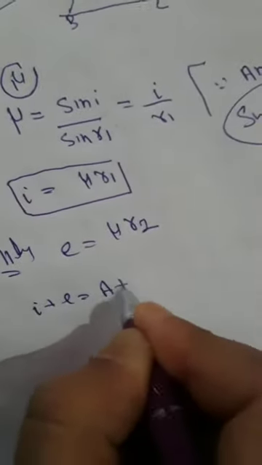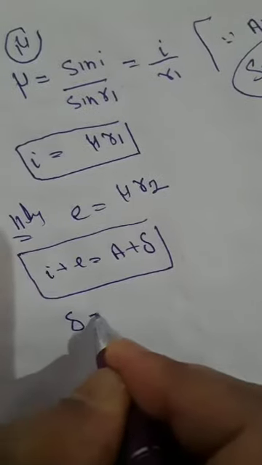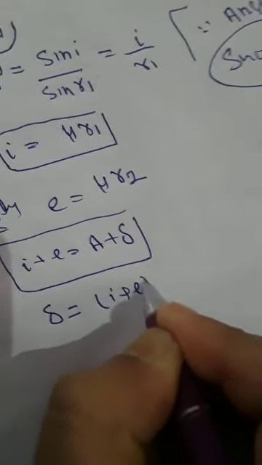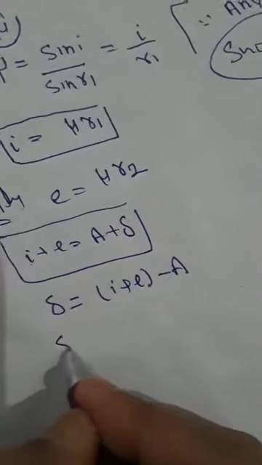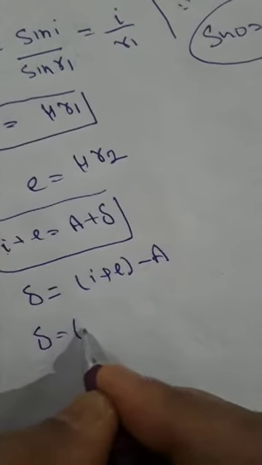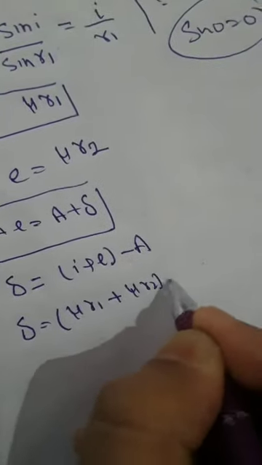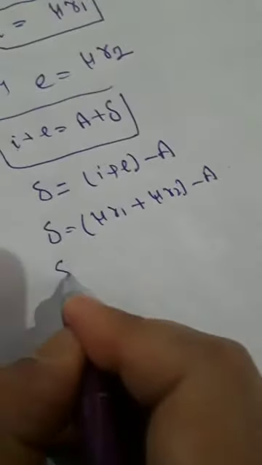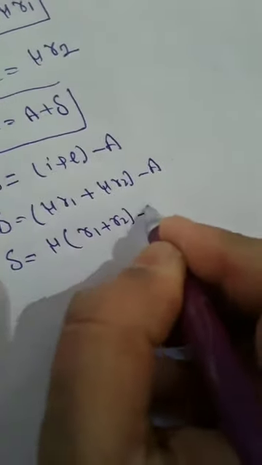We know that angle I plus E is equal to A plus D, where D is the deviation. Or we can write deviation D is equal to I plus E minus A. But instead of I and E, for small angles I can write mu R1 plus mu R2 minus A. Mu is common in this, so deviation is equal to mu into R1 plus R2 minus A.